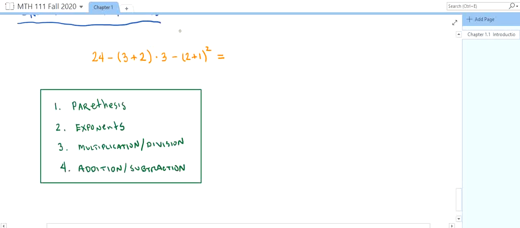So in this example up above, the parentheses first would be, so 24 minus, do the parentheses first. So in parentheses, we have 3 plus 2 here, so this is going to be 5. So that's the first thing we're going to do. This will be 3. Okay, step 2, we're going to do the exponents. So now we have 24 minus 5 times 3. We're just going to hold off here. 3 squared, 3 times 3 is 9.